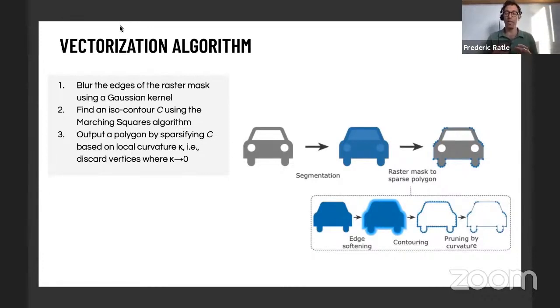The problem here is that what it will output is a relatively uniform distribution of points on the boundary. So what we did next is to sparsify that contour using a criterion based on local curvature. In a nutshell, we really want to grab the points where the curvature is high and where humans are more likely to want to make edits to those points. And this yields at the output a polygon.